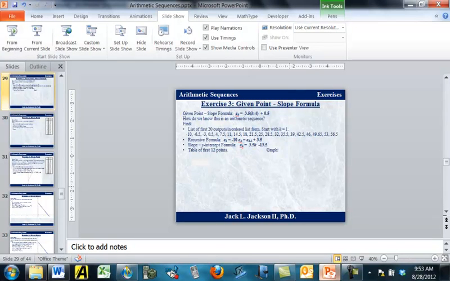So we know that the first term we could get by plugging in 1. 1 minus 4 is negative 3. Negative 3 times 3.5 is negative 10.5, plus 0.5 is negative 10. So that's good. It does start with negative 10. And we're adding the 3.5 each time. So that's a correct recursive formula.